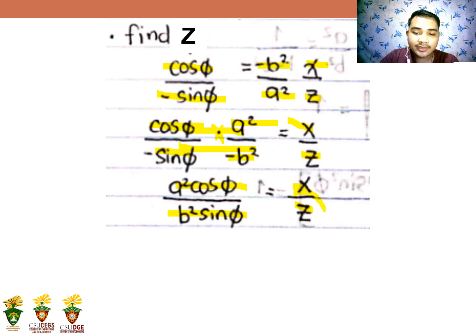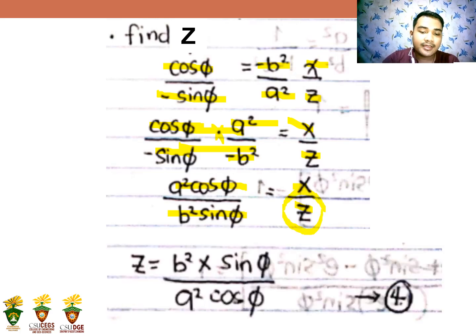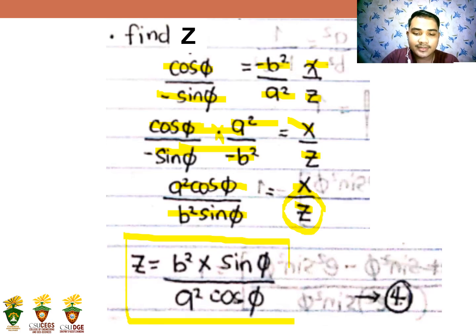So we need to get it in terms of z. So we have z is equal to b squared x sine geodetic latitude over a squared cosine geodetic latitude. So this is now our equation in terms of z, and also the equation number 4.